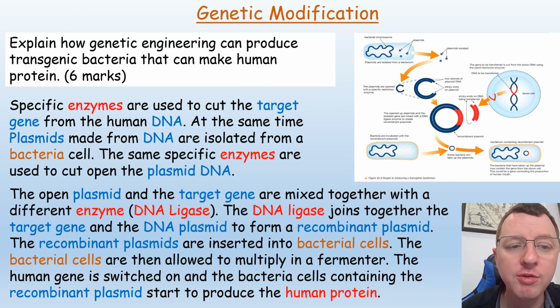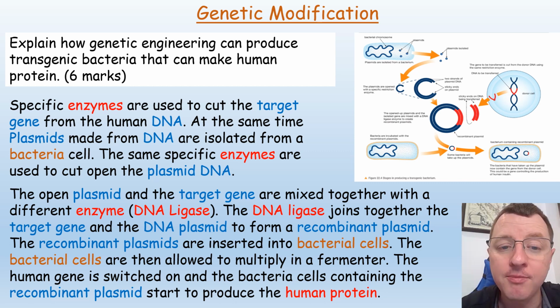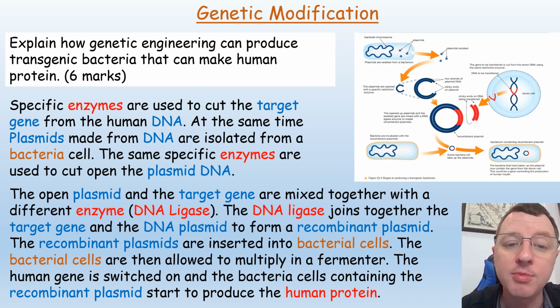So I'll run through that again, and this will be a 6-mark exam answer. Specific enzymes are used to cut the target gene from the human DNA, and at the same time plasmids made from DNA are isolated from a bacterial cell. The same specific enzymes are used to cut open the plasmid DNA.